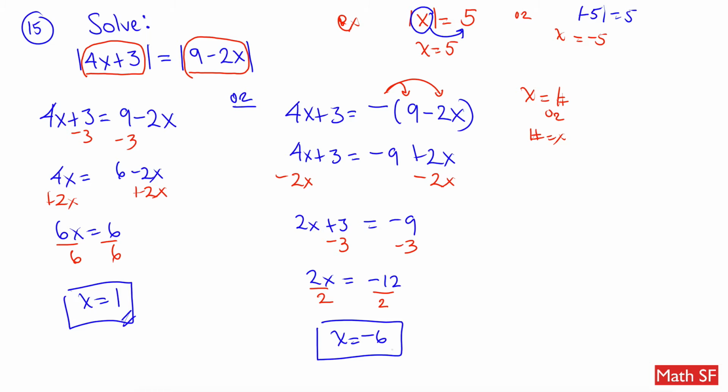So these are your two answers for this absolute value problem: x equals 1 or x equals negative 6. Most of the time in an absolute value problem, you will have two solutions. Most of the time. So remember, the inside is equal to this one identically, or that one is equal to the opposite of that.